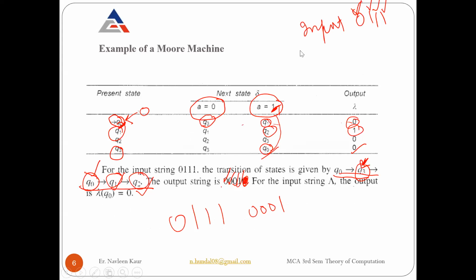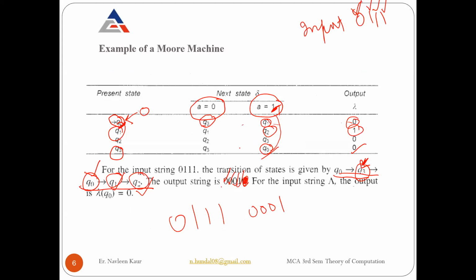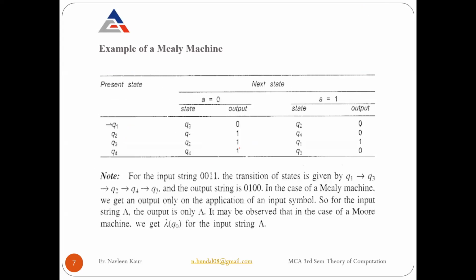So if I just show you, what was a Mealy machine? A Mealy machine was that in which output is a function of both current state and input. It means your output will be determined by using these two things. You have to consider your current state also, and you have to consider your input also. So let's prove it from this particular transition table.